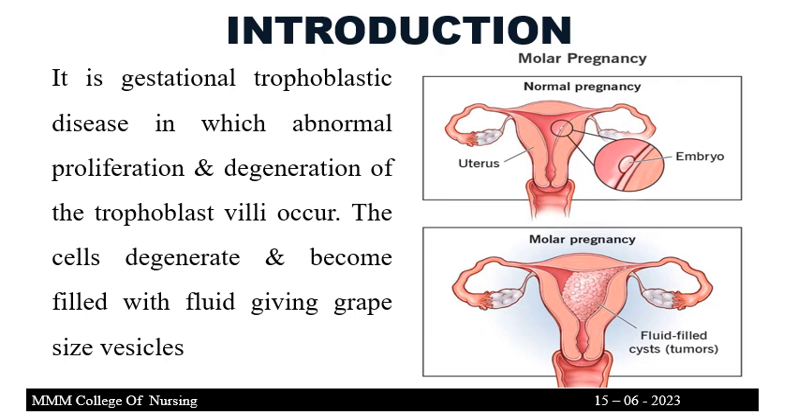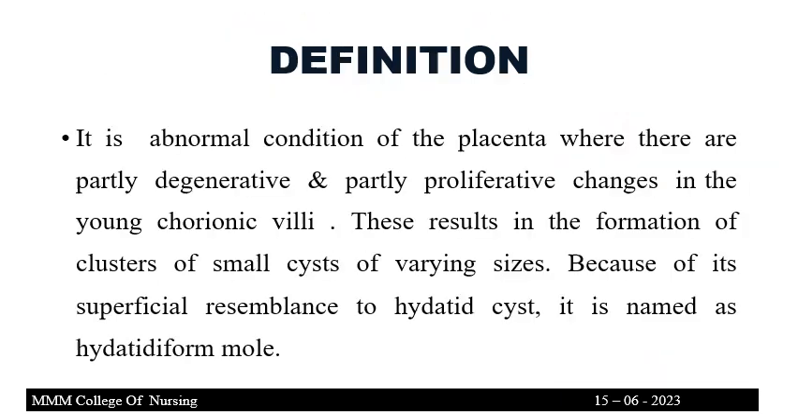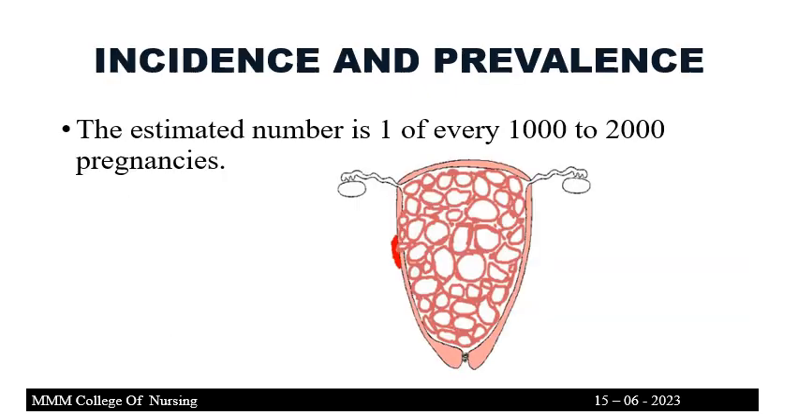What happens in hydatidiform mole? This chorionic villi will proliferate and become avascular. Definition: it is an abnormal condition of the placenta where there are partly degenerative or partly proliferative changes in the young chorionic villi. This results in the formation of a cluster of small cysts of varying sizes. Because of its superficial resemblance to hydatid cyst, it is named as hydatidiform mole. So this is the definition of hydatidiform mole.